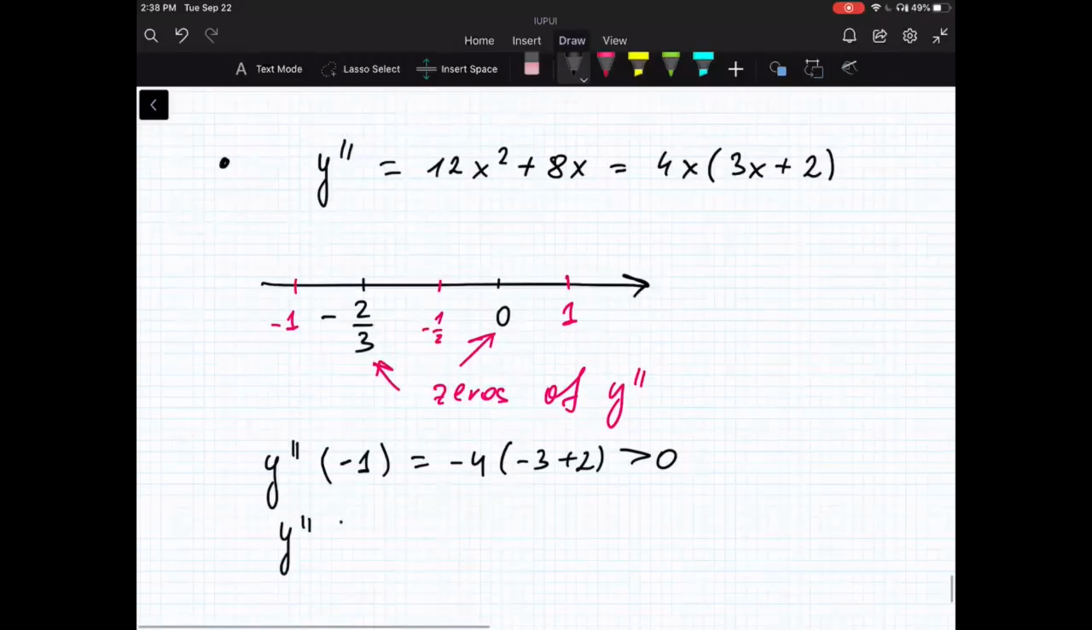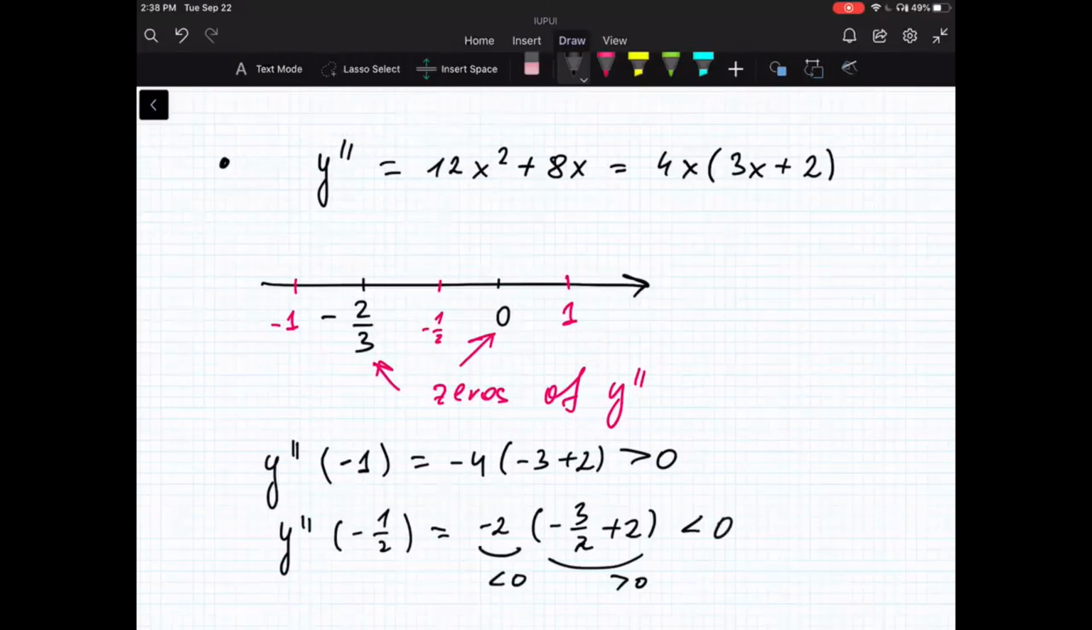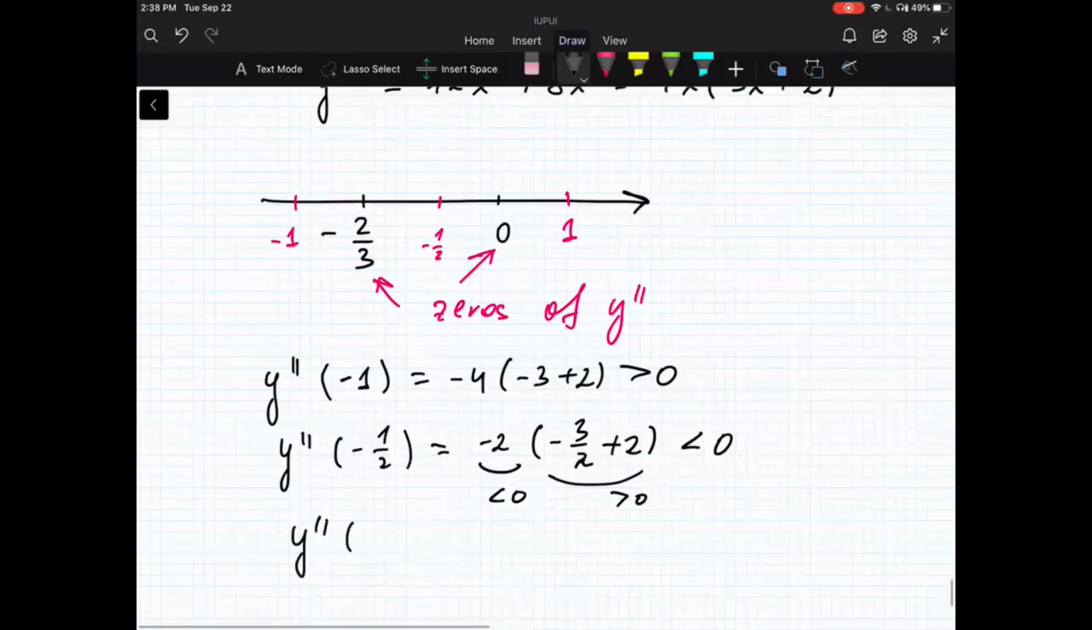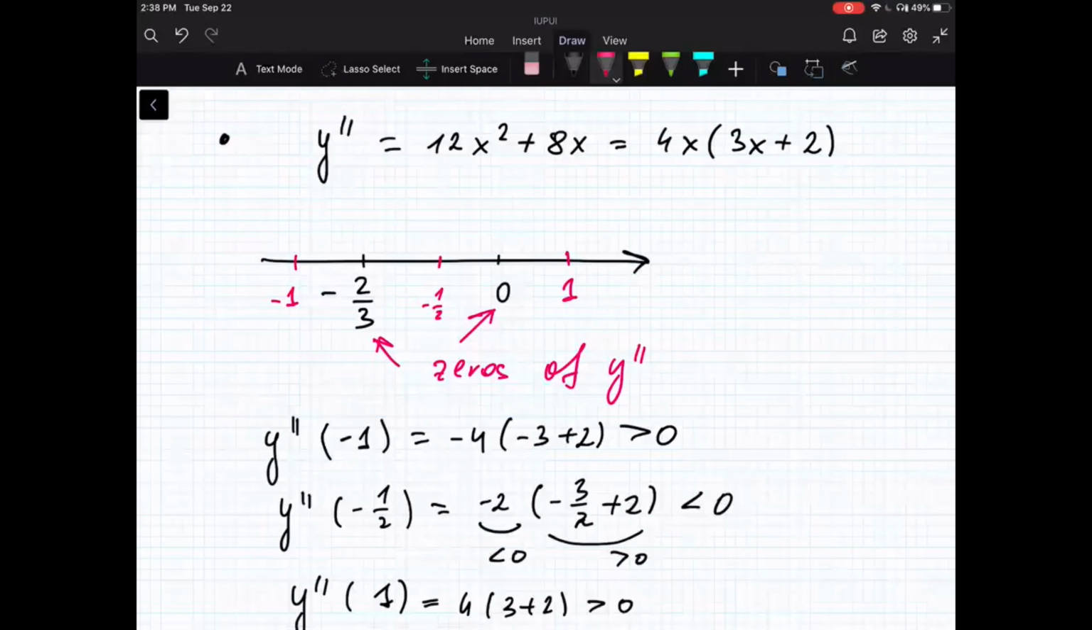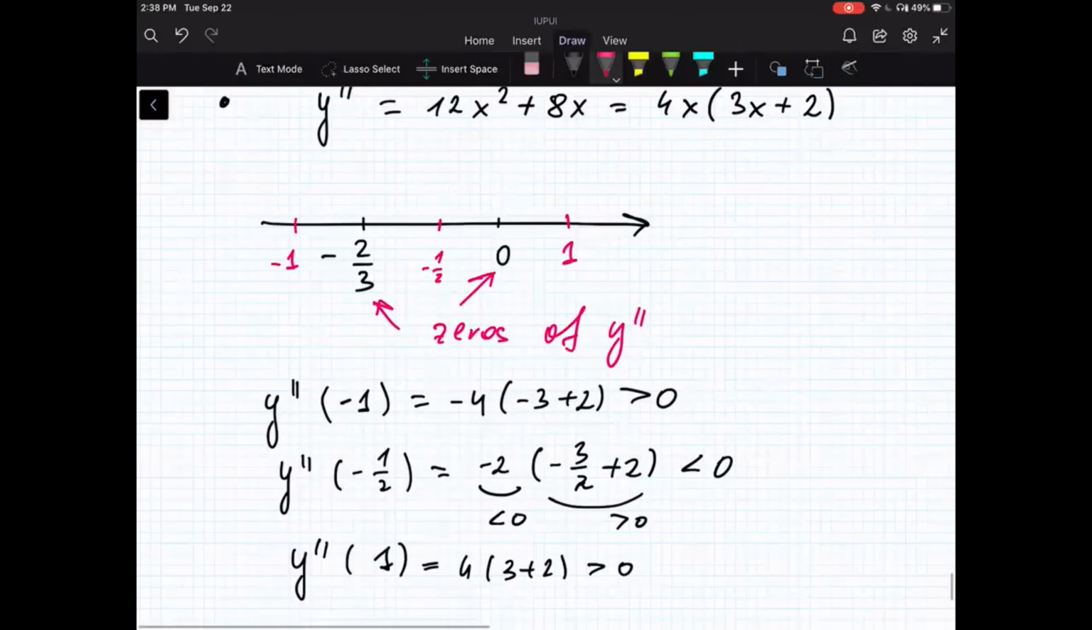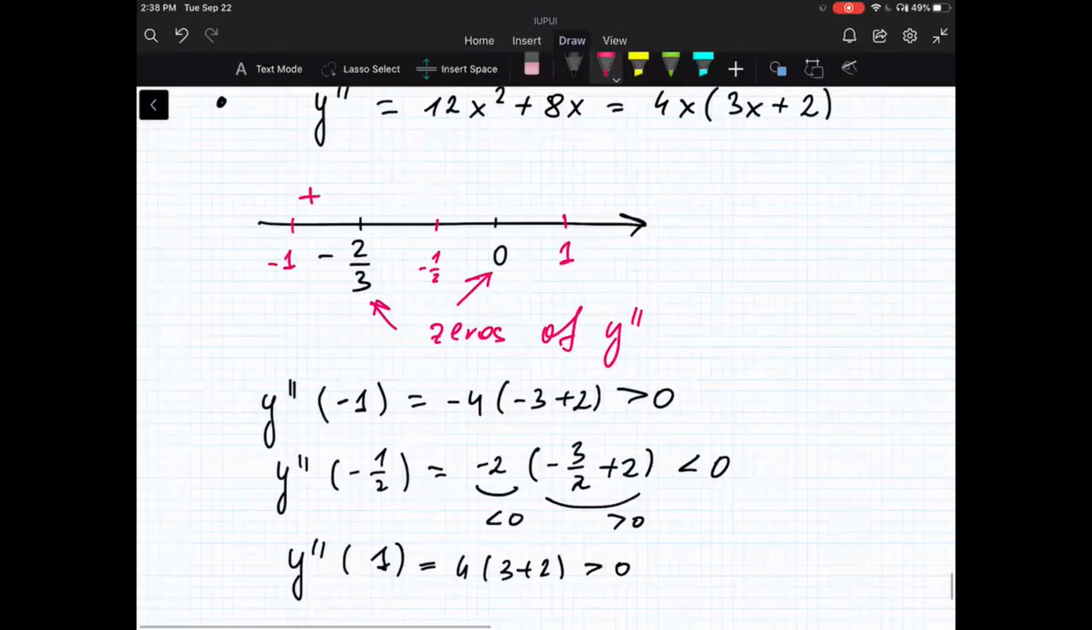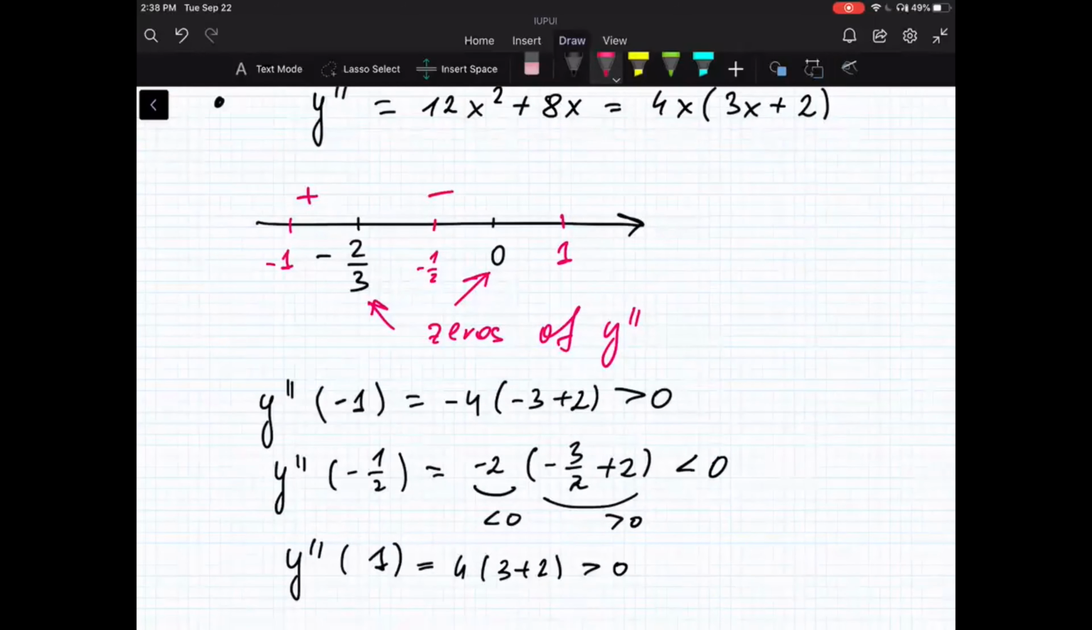Y double prime at point -1/2 will be, what? It will be -2 times -3/2 plus 2. This is positive, while this is negative, so the total sign is negative. And y double prime at point 1 will be 4 times 3 plus 2, which is of course positive. So that means that here it is positive, then it becomes negative, and then it becomes positive again.